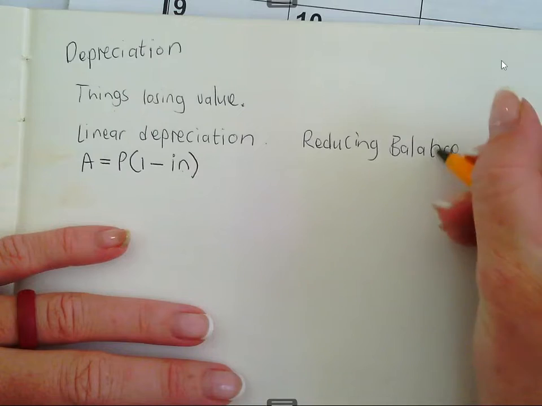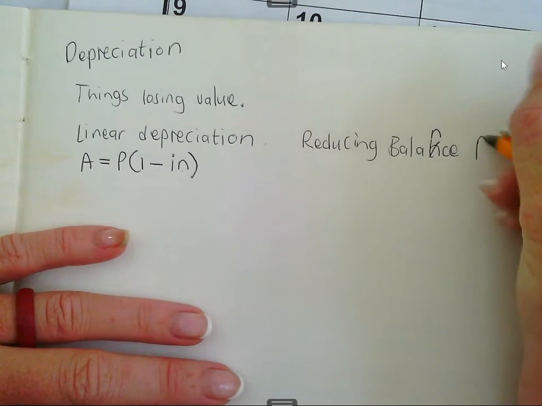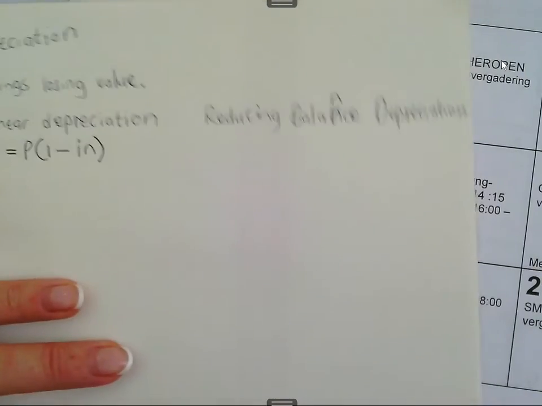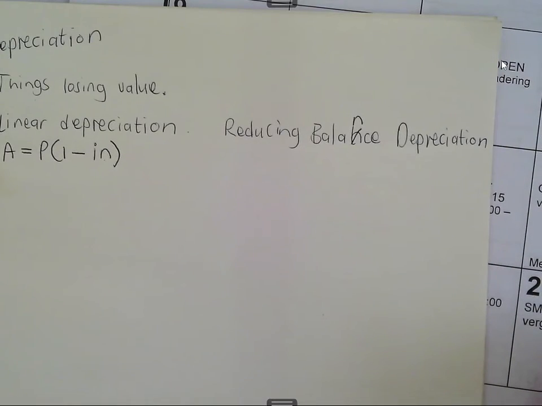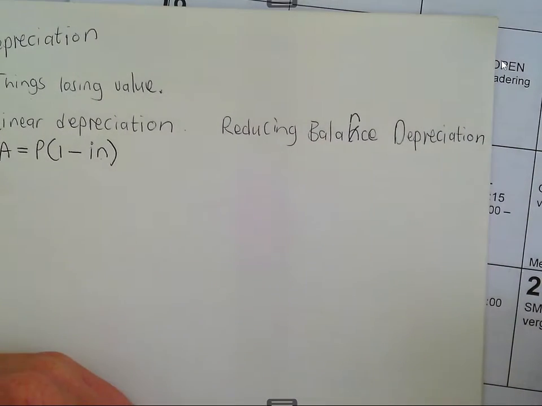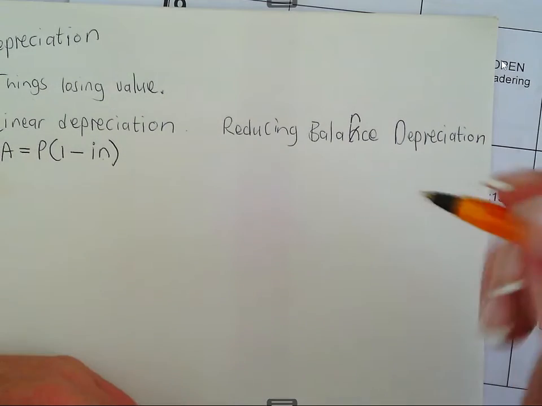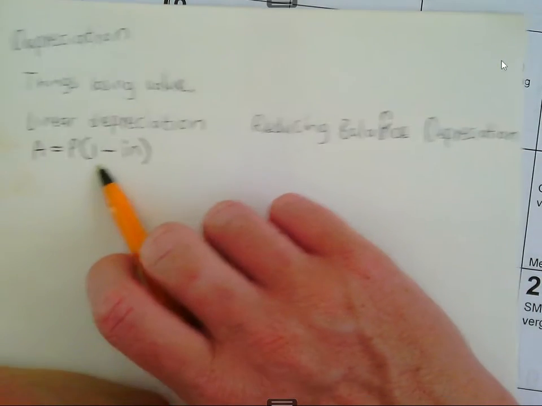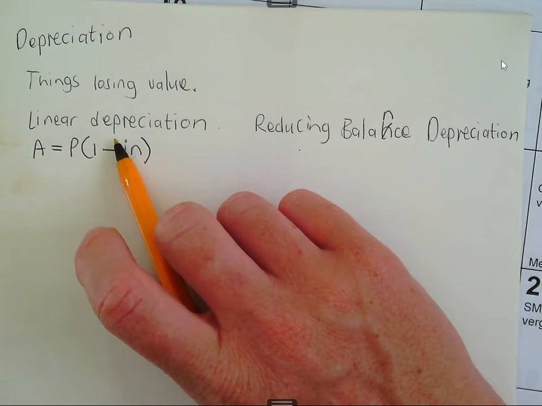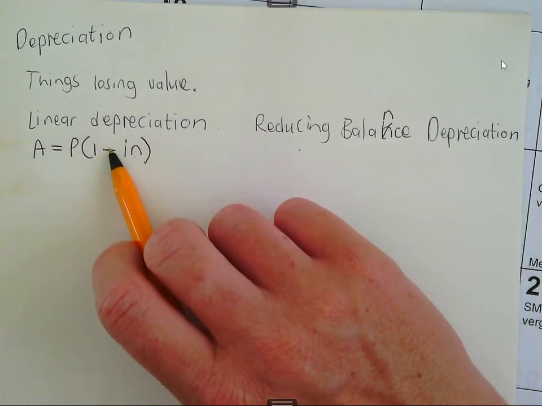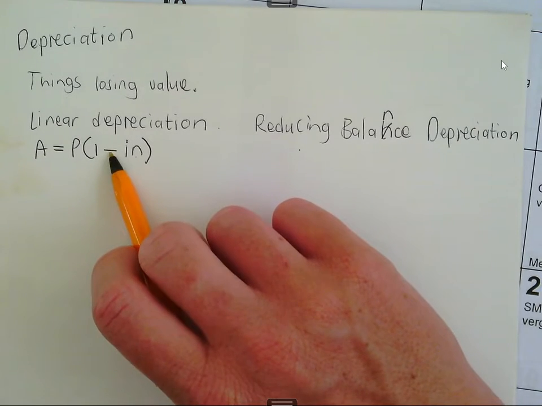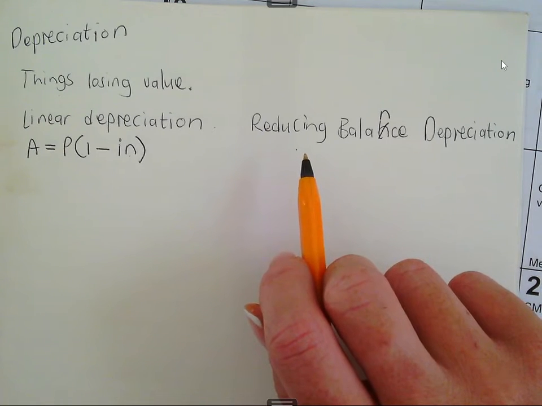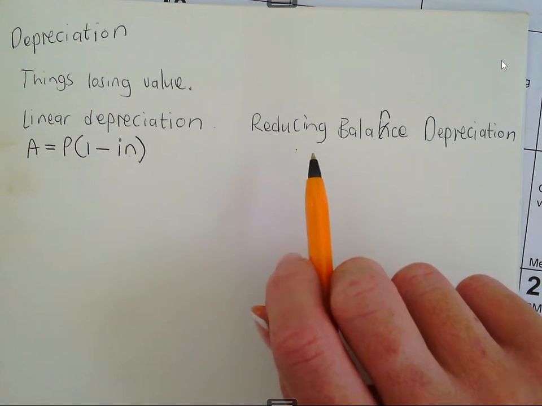This is a N, reducing balance. What do you think the reducing balance depreciation's equation will look like? What changed for linear from simple interest? The sign. The plus became a minus. So what do you think is going to happen with reducing balance depreciation? The plus will become a minus.